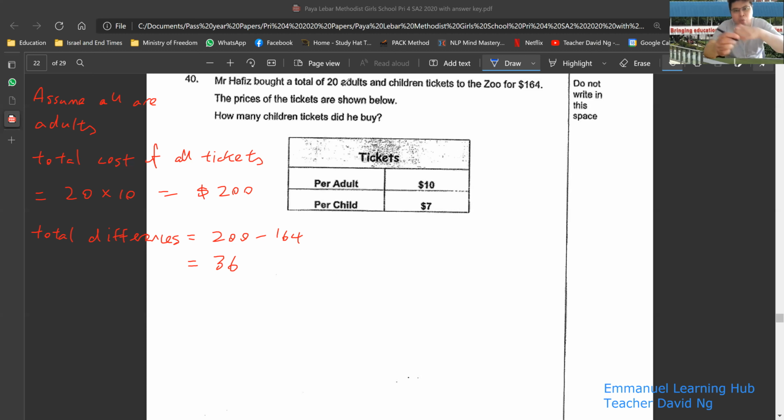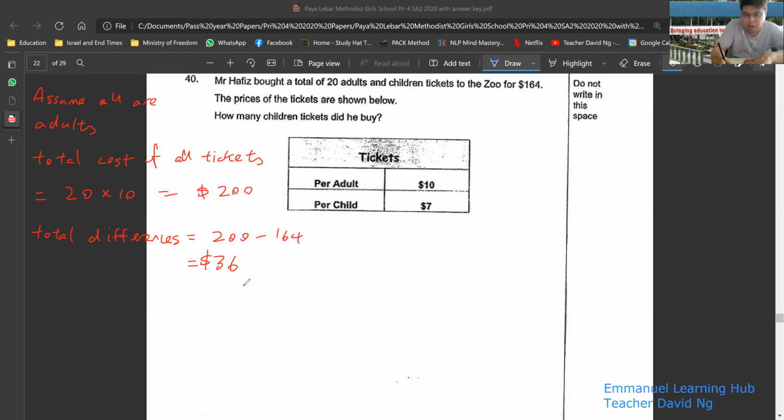Assumption method always assumes the opposite way. They ask for children, right? So you assume all are adults. If you assume all are adults, the total cost of all the tickets is 200. But in reality, you don't pay 200. In reality, you pay 164. So that's the difference, and the difference is $36.